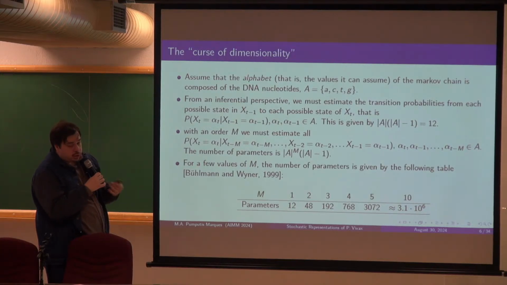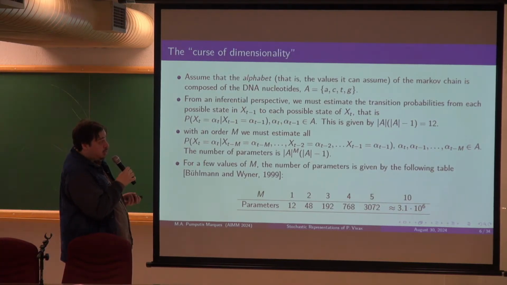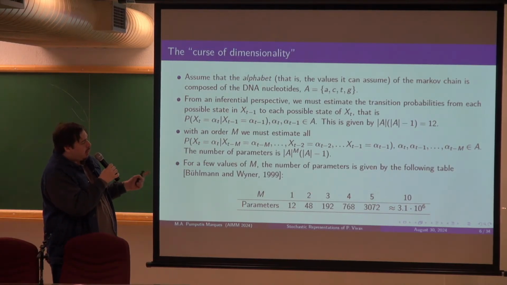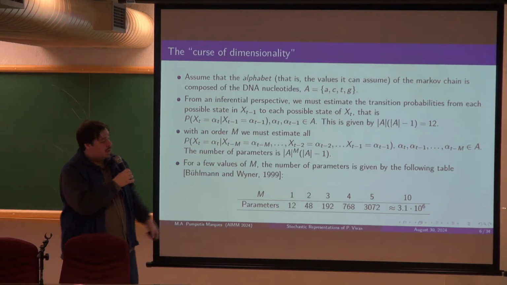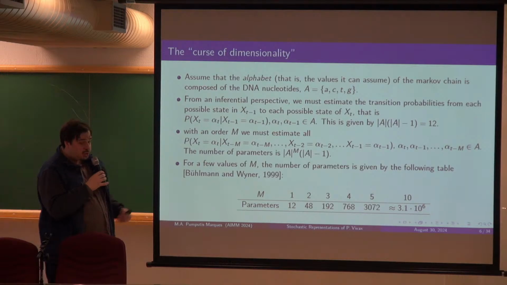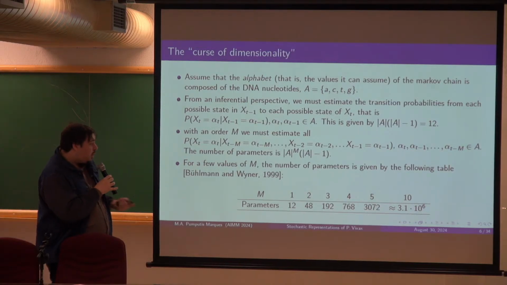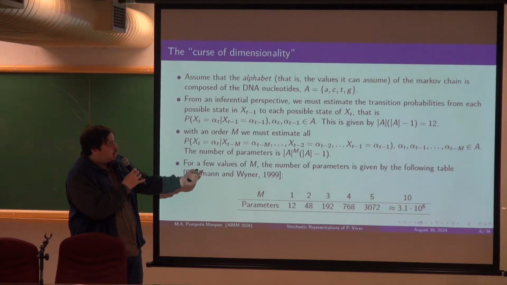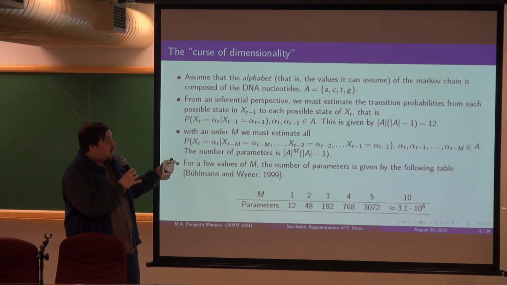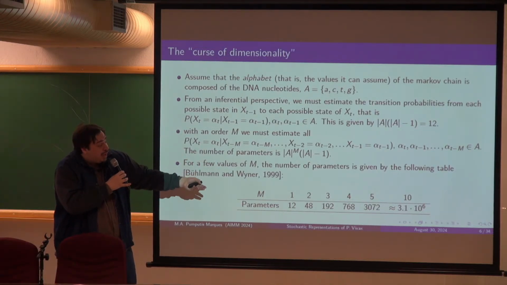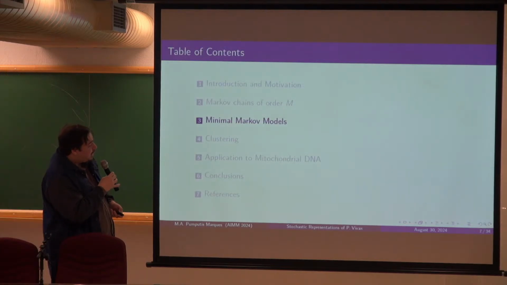But when we increase the order of the Markov chain, we also increase the number of parameters. So instead of being the cardinality of A times the cardinality minus 1, it becomes the cardinality of A raised to the order M times the cardinality minus 1. To have an idea of how this increase happens, we can look at this table. In a normal Markov chain with the DNA nucleotides and a memory of size 1, we only have 12 parameters. If we increase that to order 2, we have 48, order 3, 192, and so forth. And if we go to order 10, we are already in the order of millions. So that's a problem for estimation.